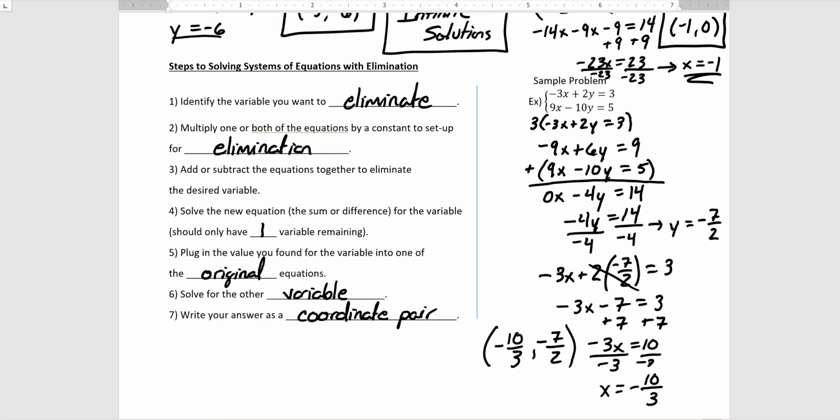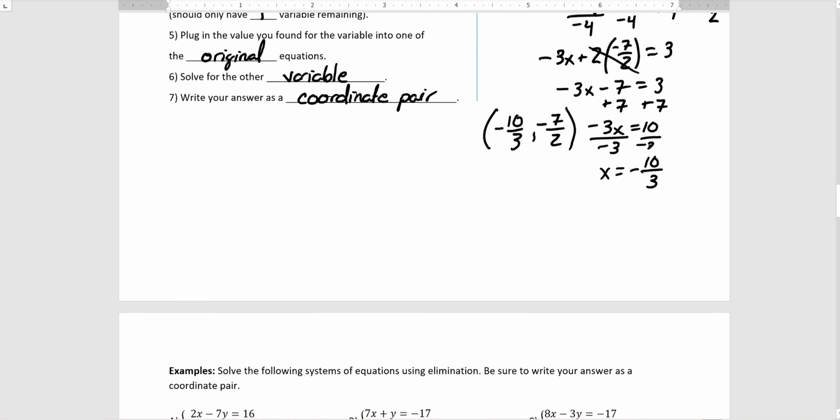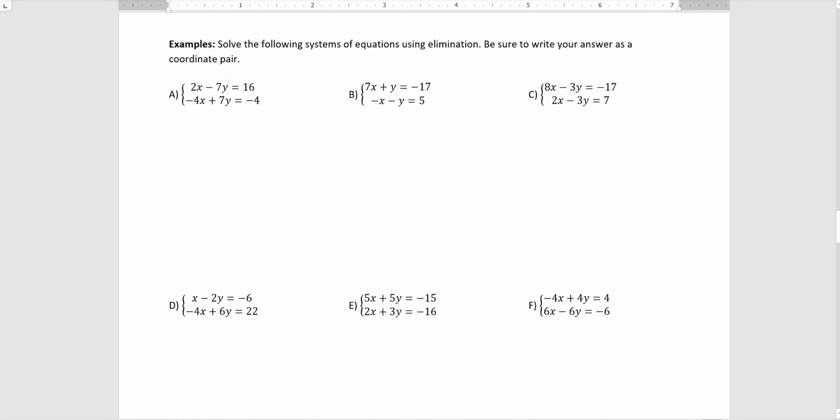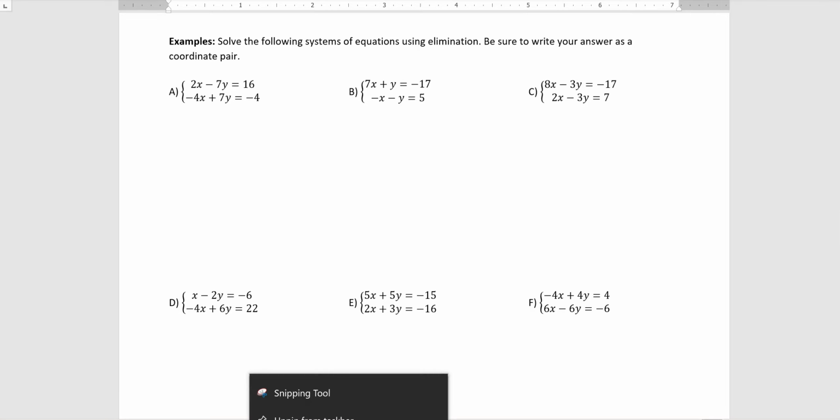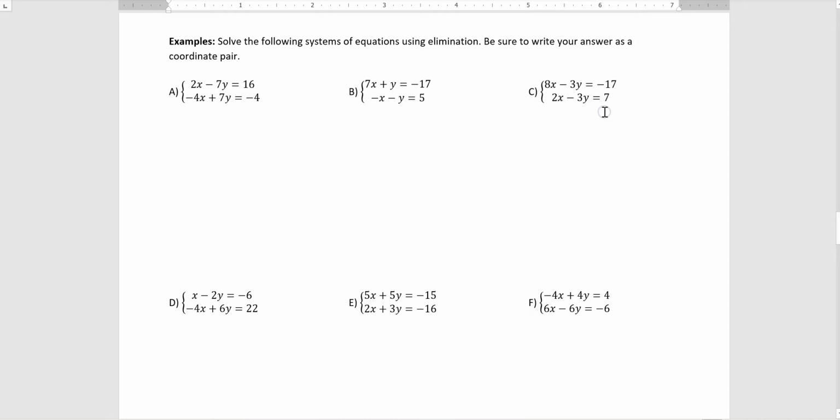Fantastic. All right, let's try some examples together. Looking at letter A, we have 2x minus 7y equals 16, negative 4x plus 7y equals negative 4. Notice we already have variables set up to eliminate. If I have negative 7 and positive 7, would I add or subtract those to eliminate them? Well, we'd add them. Negative 7 plus 7 is 0.